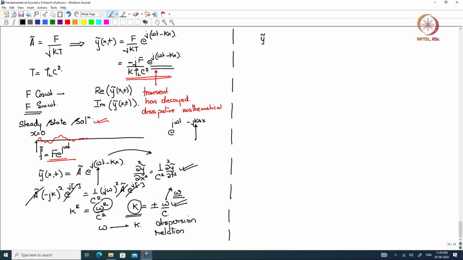So, my y tilde of x comma t is equal to minus j f by k rho l c squared e to the power j omega t minus k x. And impedance requires velocity information. So, we will do del y tilde by del t. So, I get j omega into minus j f by k rho l c square. I need the velocity at x equal to 0. Why? Because that is where my force is located. I need to find the mechanical impedance from the force location. So, I need to compute velocity at x equal to 0. That gives me e to the power of j omega t.